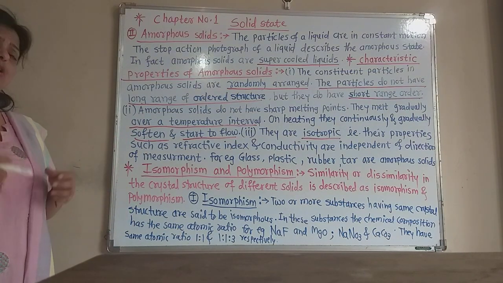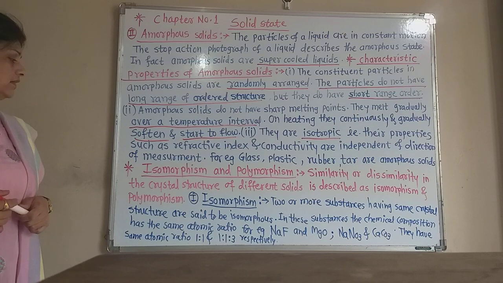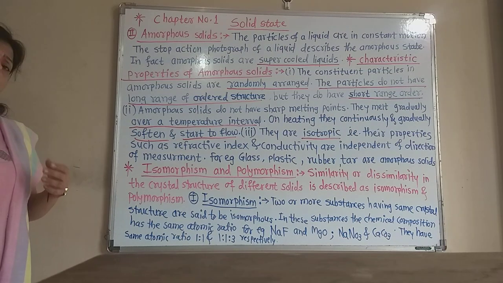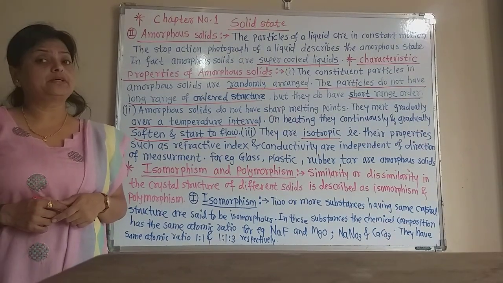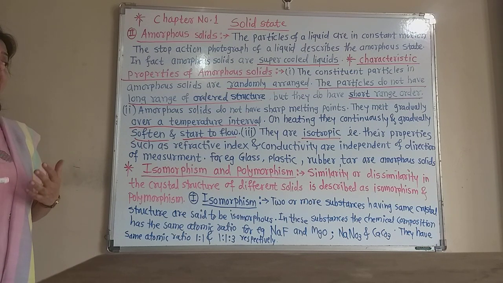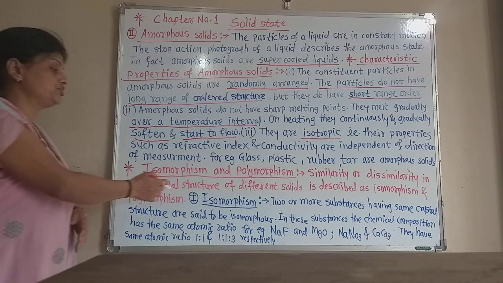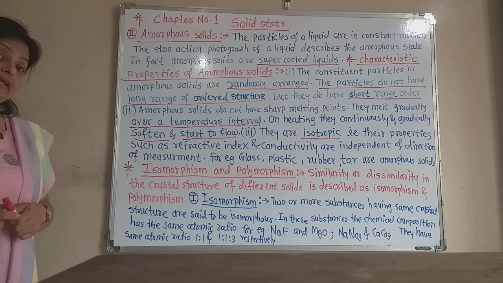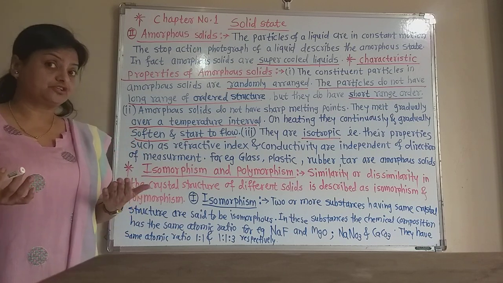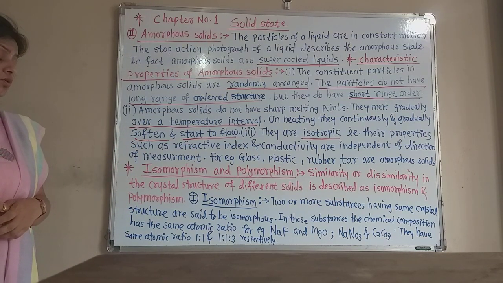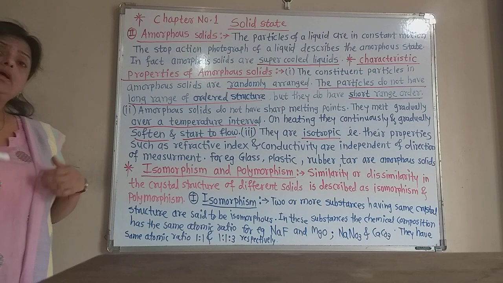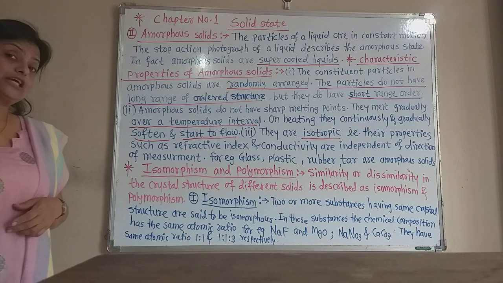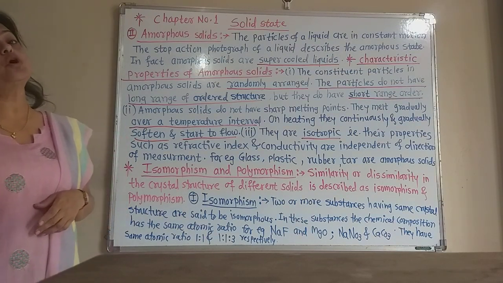Now let us learn some more properties of solids, that is isomorphism and polymorphism. What is this isomorphism and polymorphism? These are the similarities or dissimilarities in the crystal structure of different solids. Therefore they are described as isomorphism and polymorphism respectively. Similarity means isomorphism and dissimilarity means polymorphism.